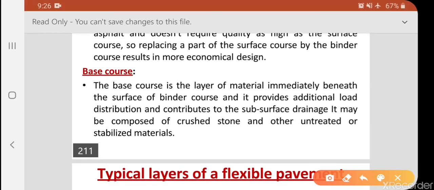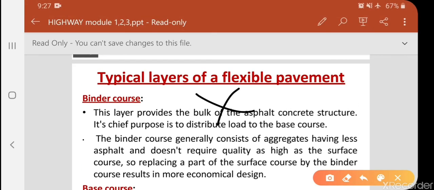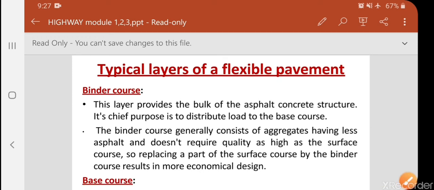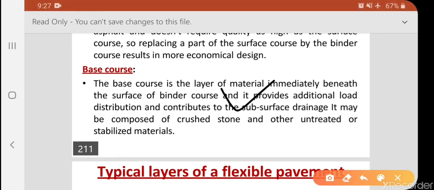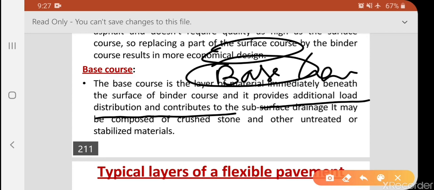Next one, the base course. The base course is a layer of material immediately beneath the surface or binder course. The binder course is optional. If you want to provide it, then we can, and the cost will automatically be less. But the base course is much needed. The base course is the lower layer of material immediately beneath the surface and binder course, and it provides additional load distribution. After the binder course, the next immediate course will be the base course.